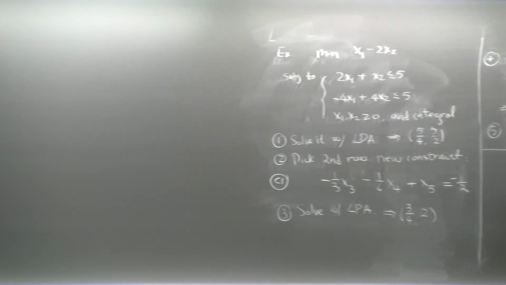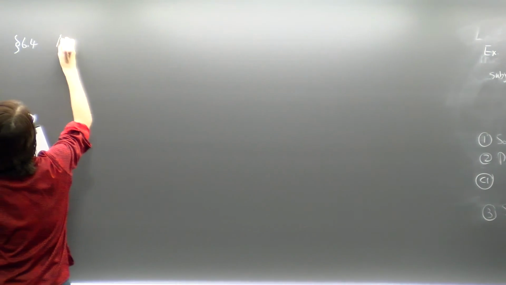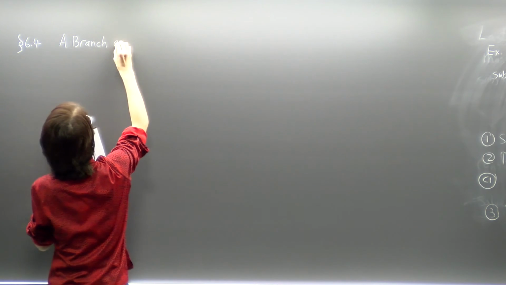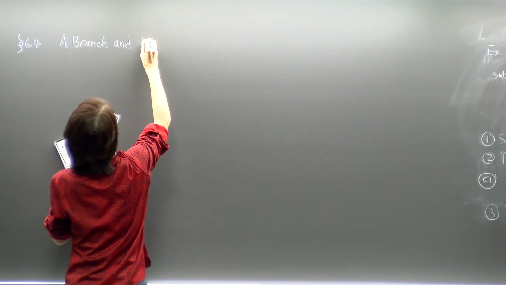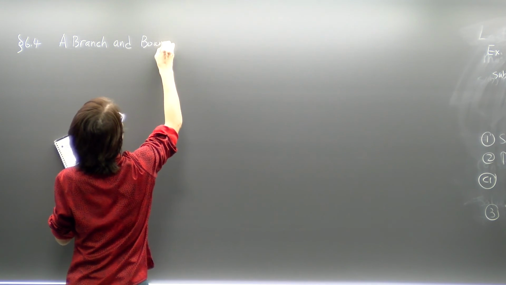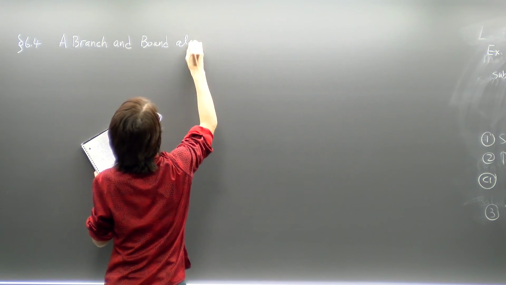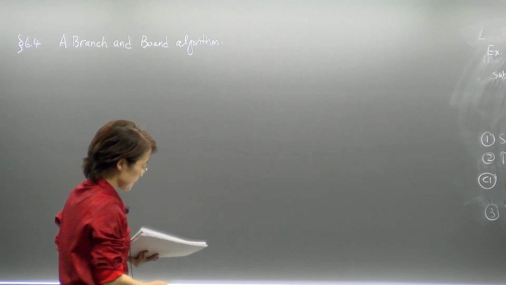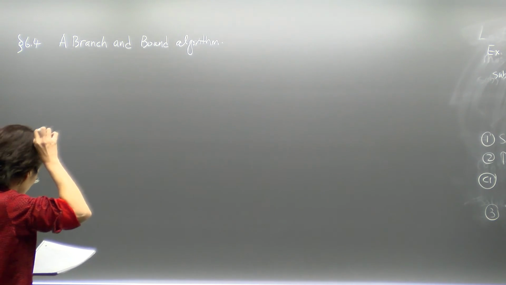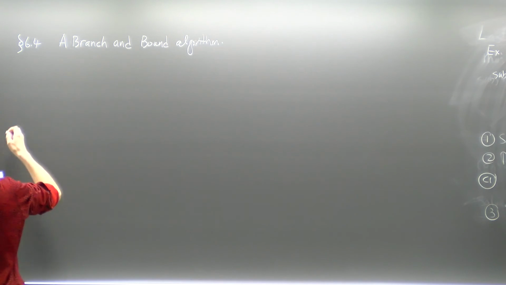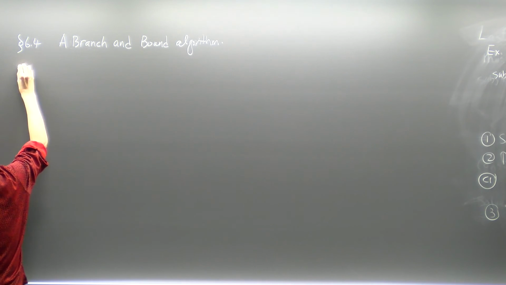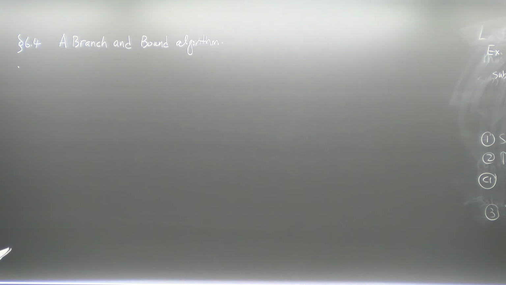So 6.4, this is called a branch and bound algorithm. Okay, so let me give some brief introduction, but actually it's very hard to say all these with words.